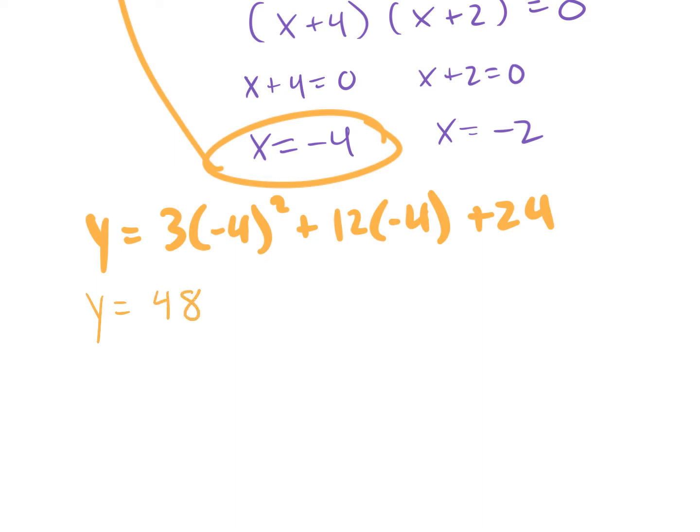Positive 48. Because it's -4 squared, which is positive 16, times positive 3. So positive 48. Plus 12 times -4 would be what? Minus 48. Plus 24. 48 minus 48 cancels. So y is equal to 24. How would I write my answer? -4, comma 24. Perfect.